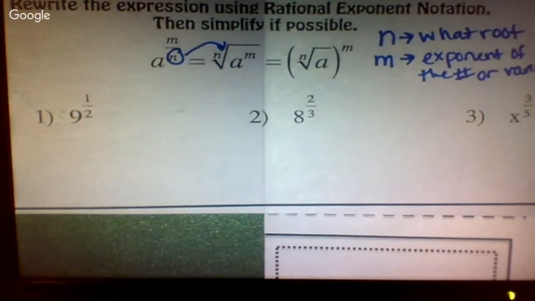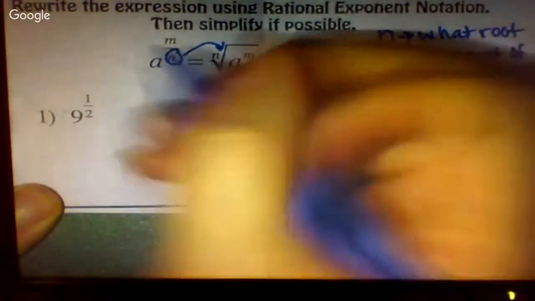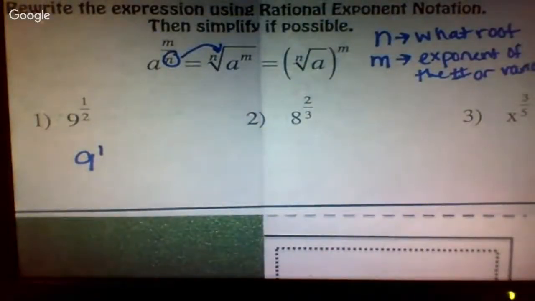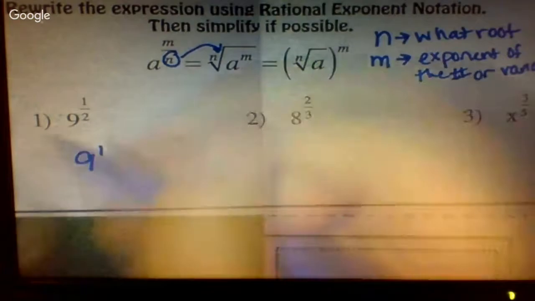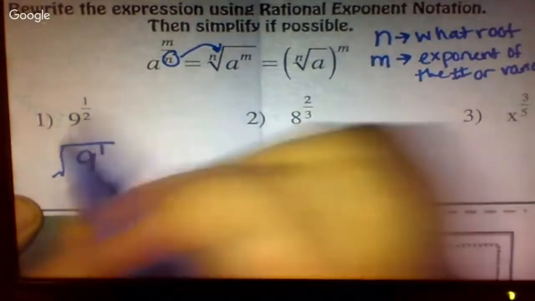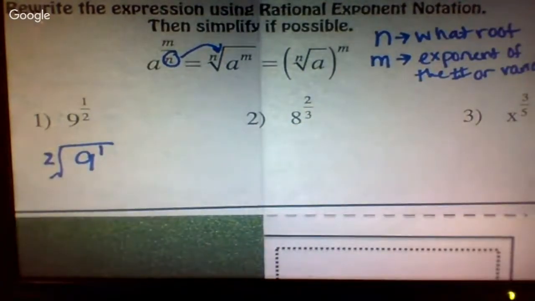Okay, so with your examples, number 1, this becomes 9. Which one of those numbers is my exponent? My 1 or my 2? The 1 is your exponent. So this stays 9 to the first. Then you draw your little root symbol, and your index is a 2. So another way to write this is the square root of 9 to the first.